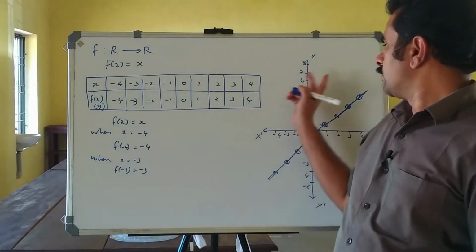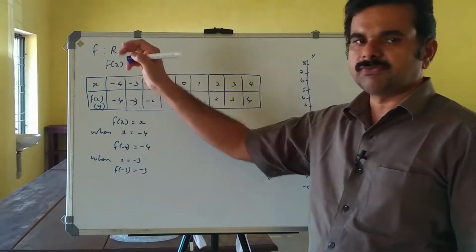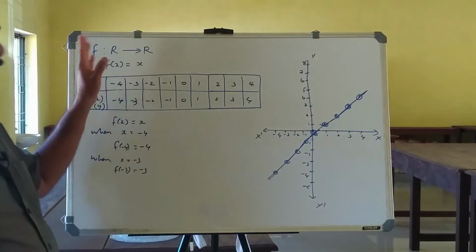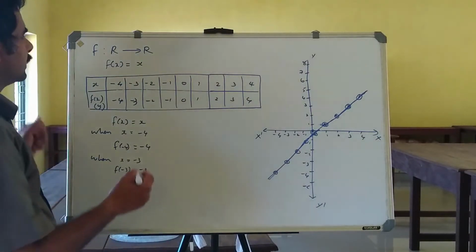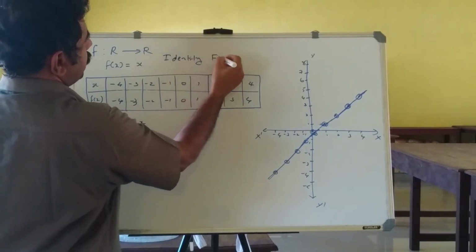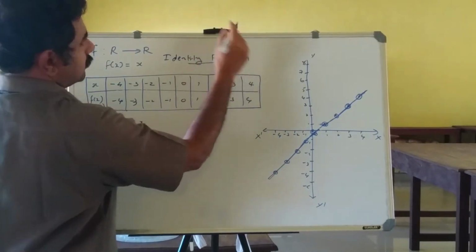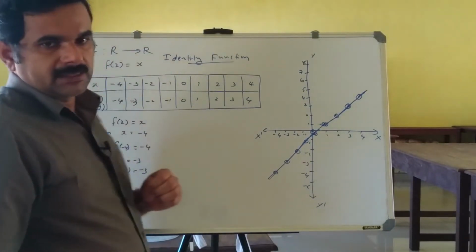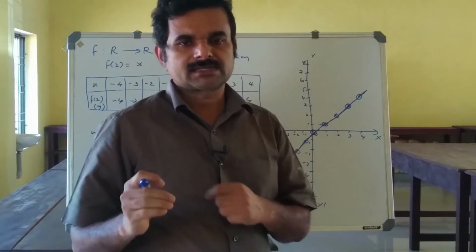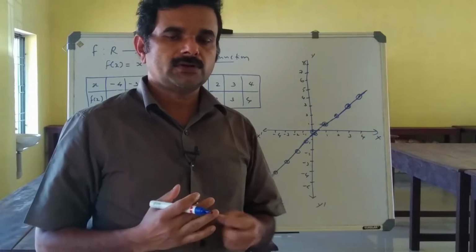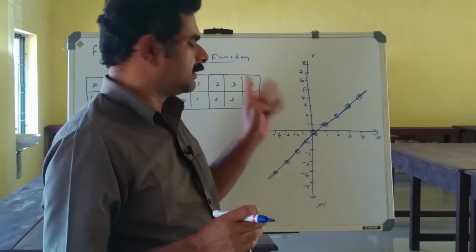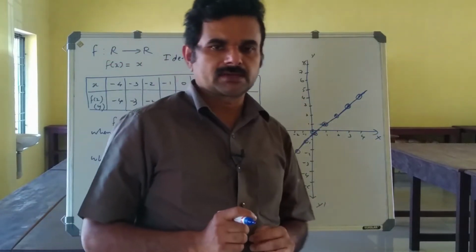Okay, so now we have drawn the graph of this function f of x. Here f of x equal to x. This type of function is called an identity function. So sometimes if this question is asked in your examination, that is, draw the graph of the function f of x equal to x, or draw the graph of identity function, then this will be the graph of this function f of x equal to x.